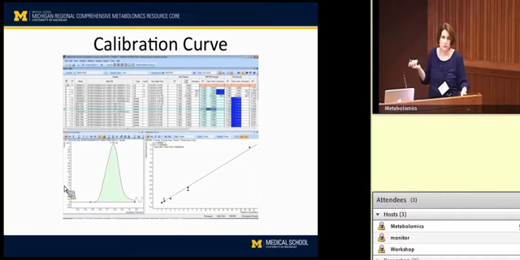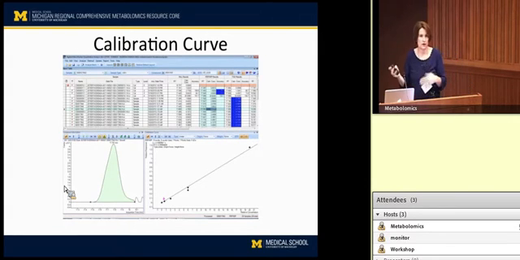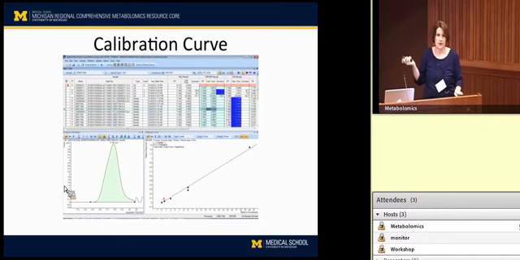If I had chosen to, I may have chosen not to include that lower point, and my calibration curve may have been a little bit more linear, and my accuracy up here may have been a little bit better. But rather than just eliminating data, it might be better to go back and run that a third time and make sure that I have a good curve there.